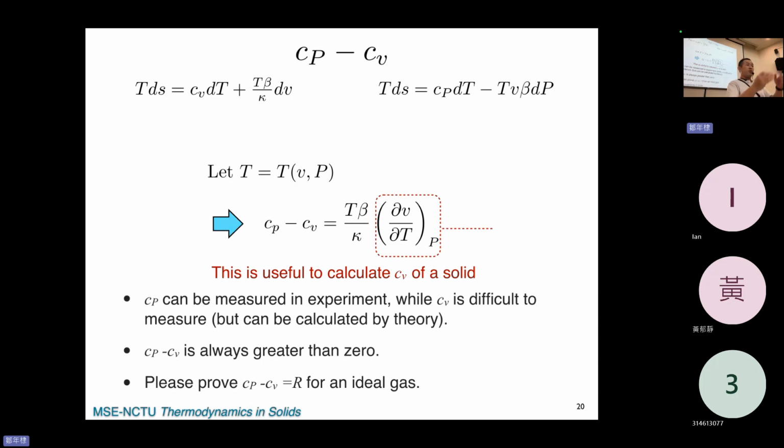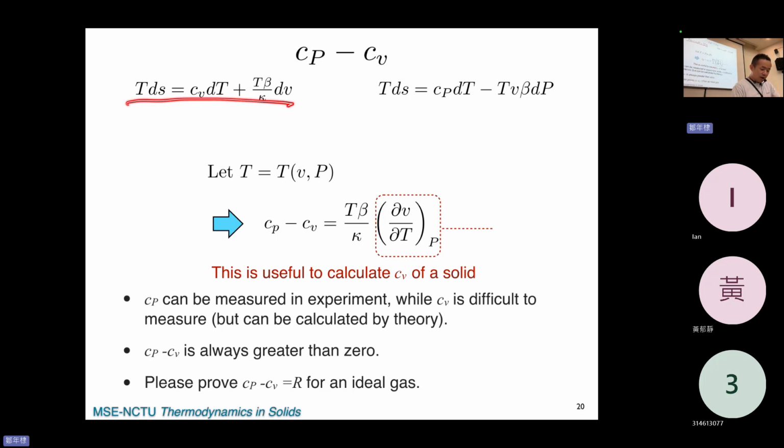Next, the third one, I won't guide you to prove that. Please go back home and try your best. This is another problem in the textbook. All right, so you can do that. It's easy. Okay, don't worry. And then remember that the TdS equation has a fourth advantage, which is you can determine the value of CP minus CV. So how can we do that?